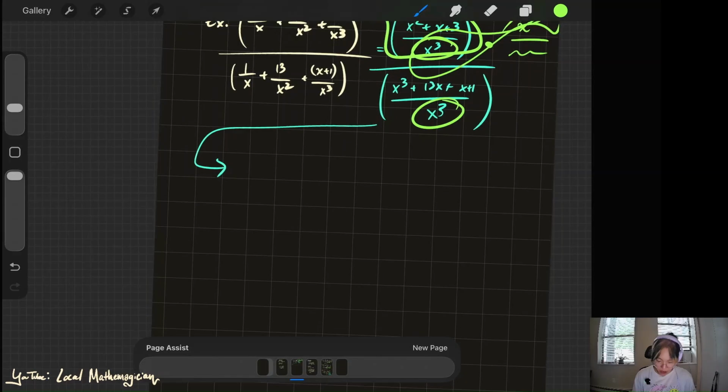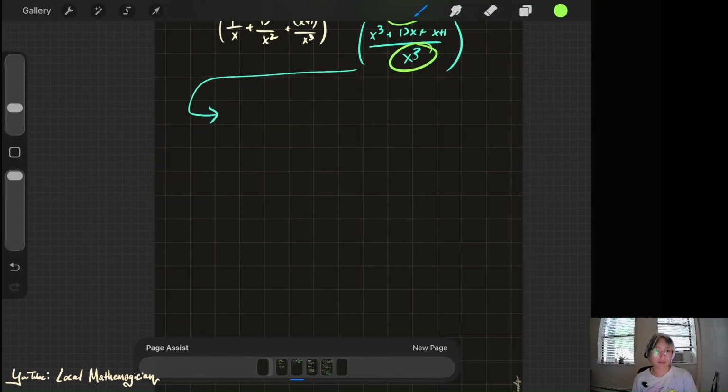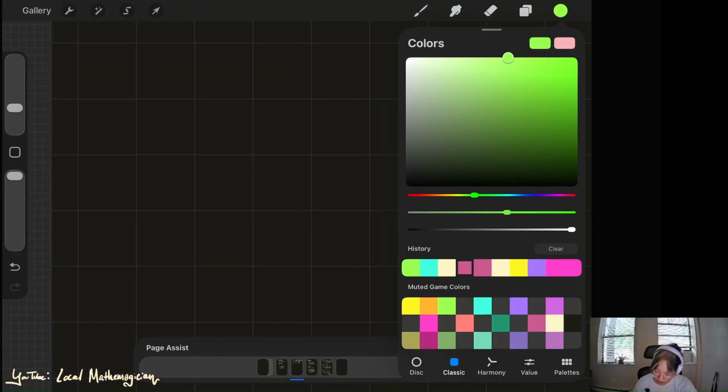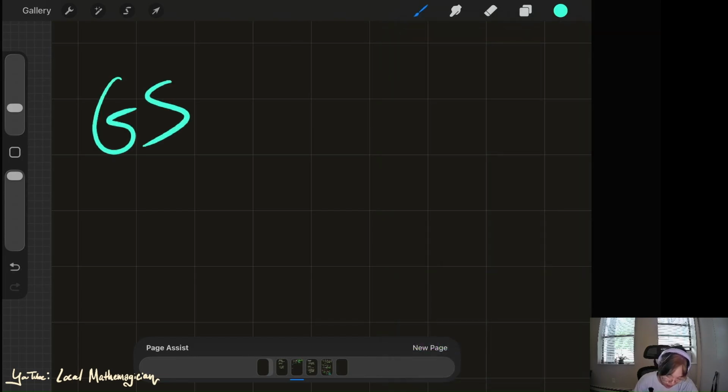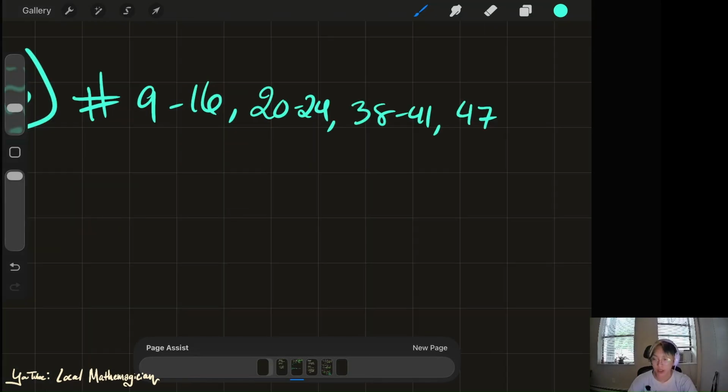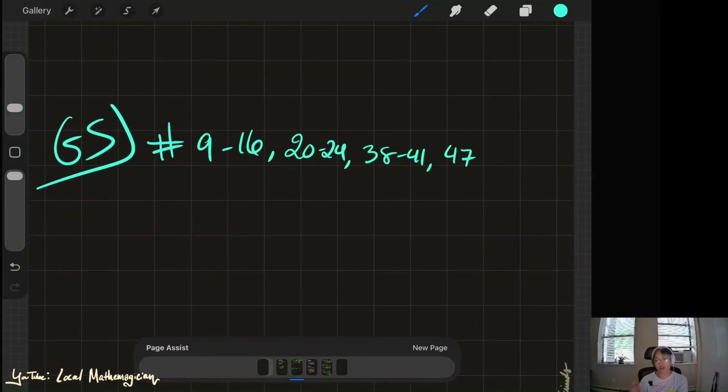Okay, for Gradescope practice, I want to pause. Okay. So I want you guys to do numbers 9 through 16, 20 to 24, 38 to 41, and 47. This is on page 121 of your digital textbook, okay?